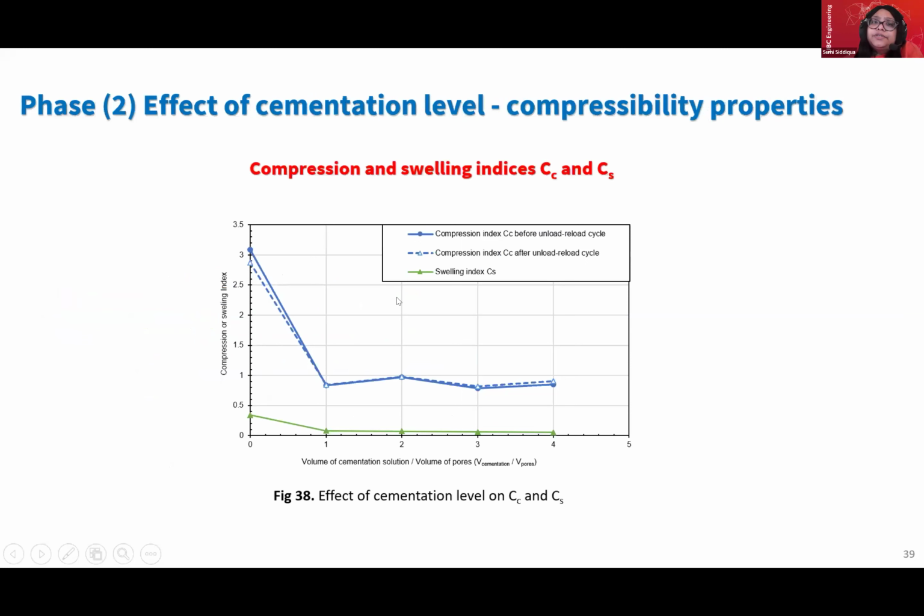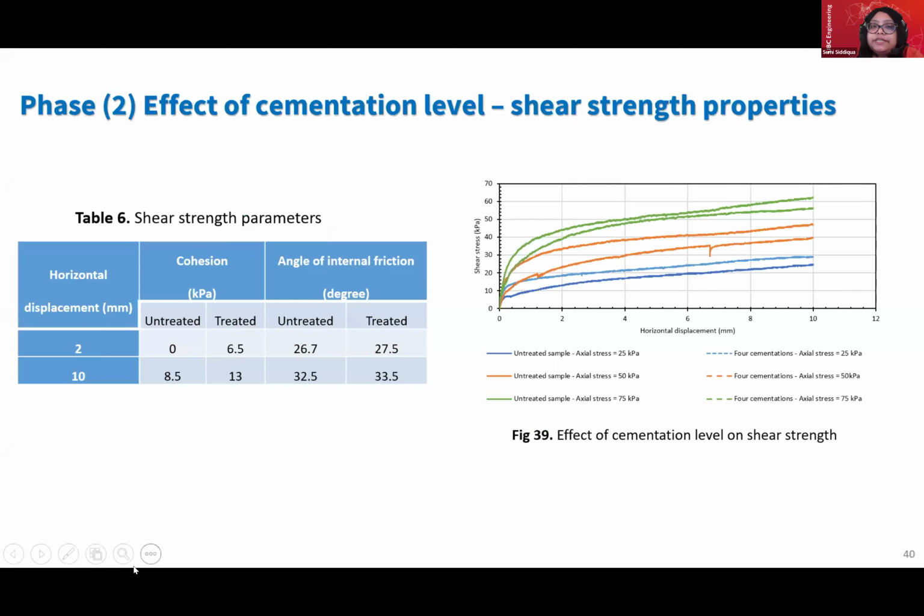And finally, looking into the compression and swelling indices for the impact of cementation level. We have two different data sets for the compression index, as we have been showcasing before: before the unload and reload cycle and after the unload and reload cycle, and then we have the swelling index. These two cycles didn't make a huge difference on the CC data. We also have the swelling index data for these properties and the shear strength properties, and we saw a little bit of improvement in the internal friction angle.